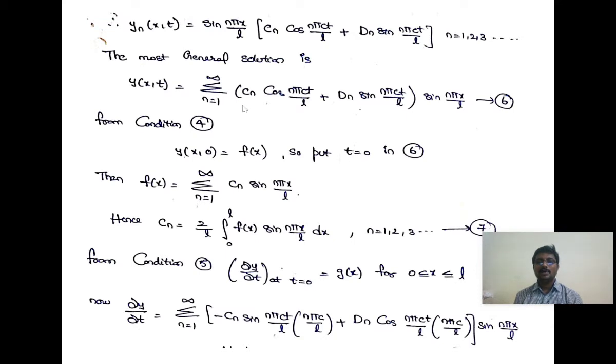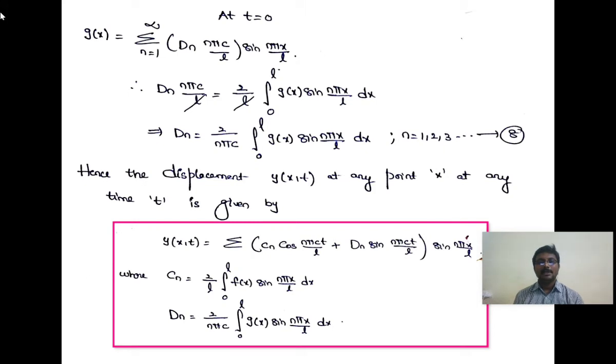Sin n pi x by L is treated as a constant. Now the derivative of cn constant into cos n pi ct by L is minus sin n pi ct by L into n pi c by L. Similarly, for the second term, dn constant into sin n pi ct by L, the derivative is cos n pi ct by L into n pi c by L. So it is the value of dou y by dou t, but at time t equal to 0, we will have g of x value. Now equating these, clearly the L's get cancelled, thus we will have dn value.